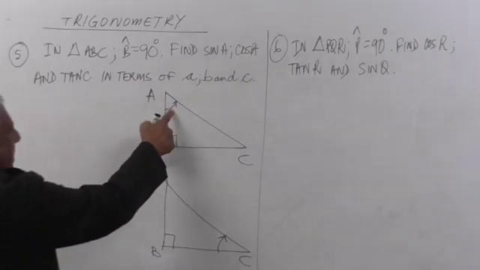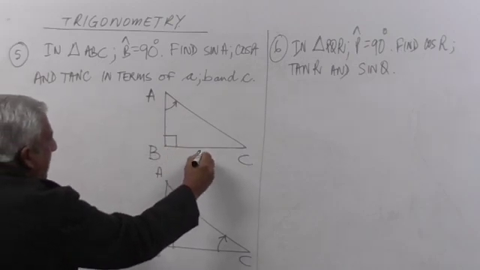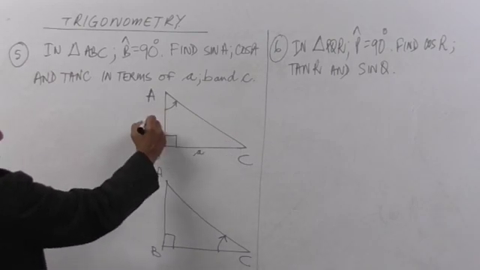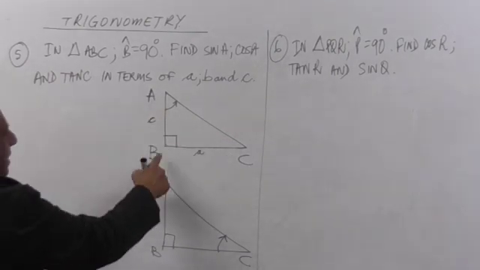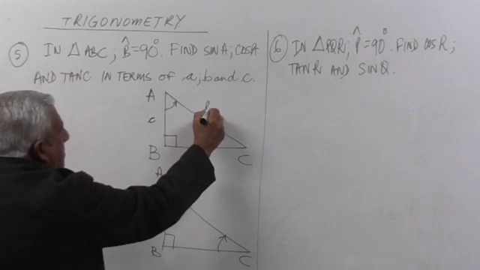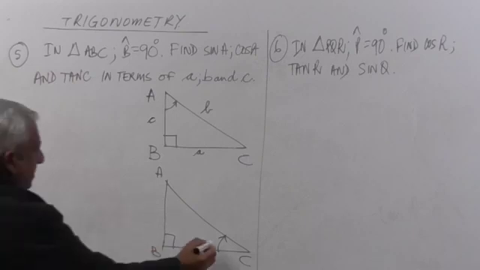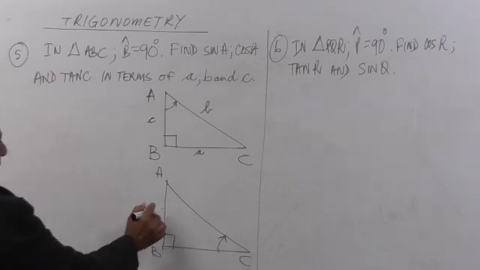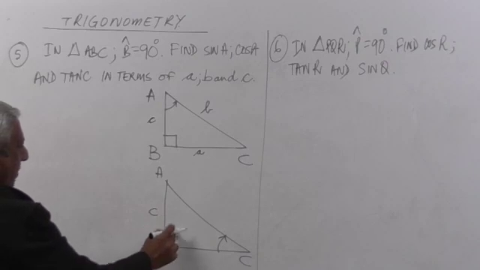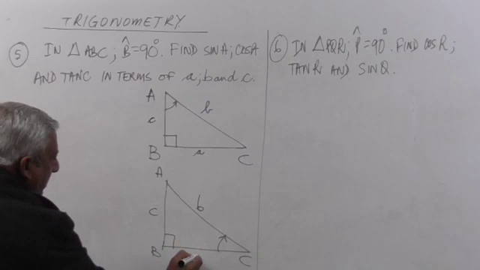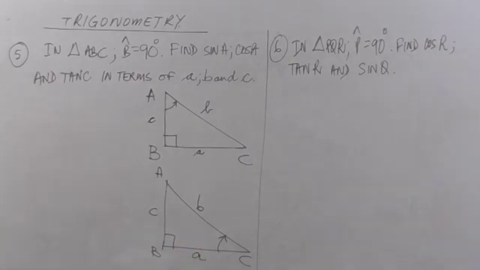So opposite A is called small letter A. Opposite C is called small letter C. And opposite B is called small letter B. Right. Now, opposite C will be small letter C. Opposite B will be small letter B. Opposite A will be small letter A. So that's how you write down A, B, and C.